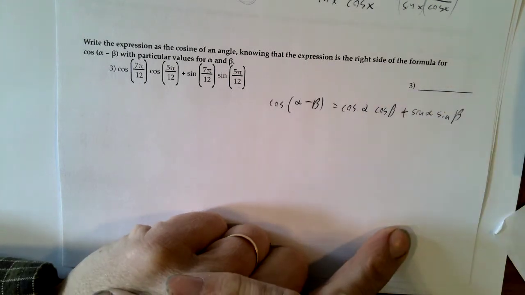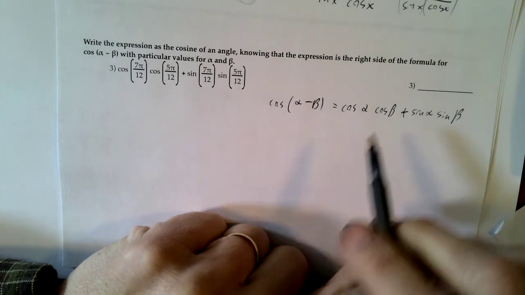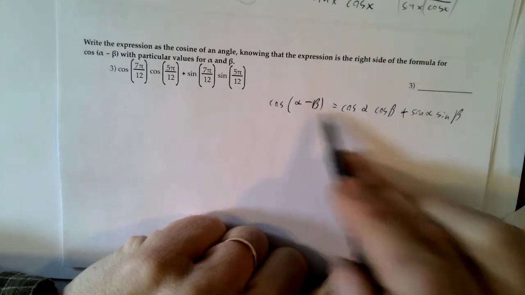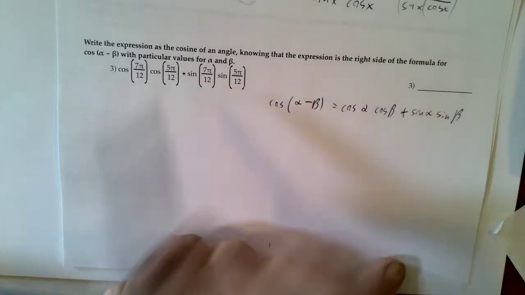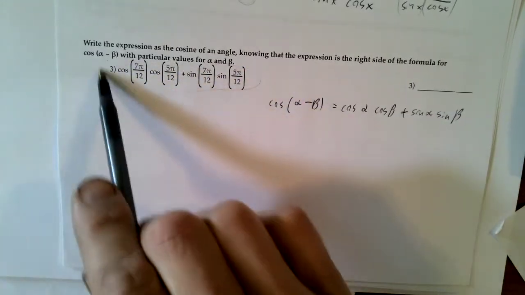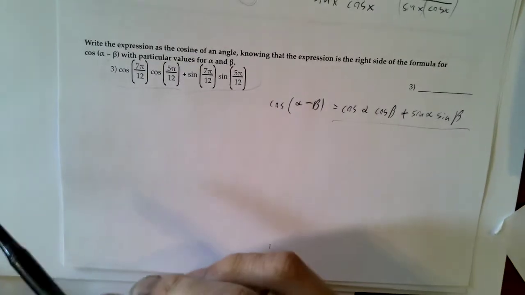That ends up being true for any angles. If that's a minus, this is a plus. If that's a plus, you get a minus here. That's the angle sum property, but this one's a difference, so the plus is correct. This is already then in the form of the left side.